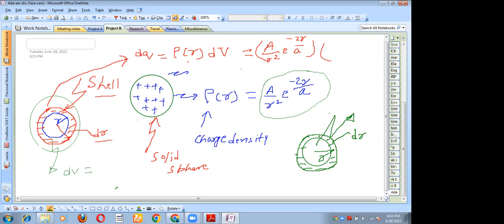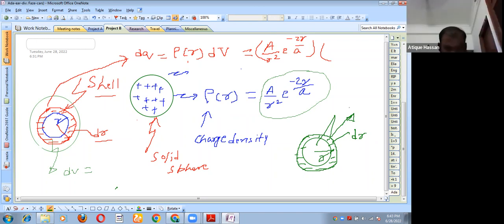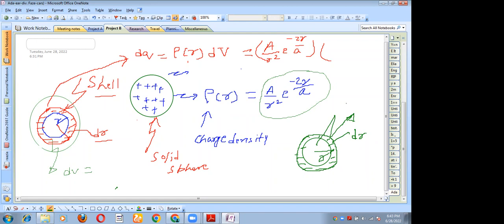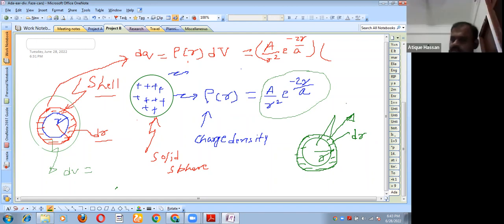4 by 3 pi r square. That is, you misunderstood. I think that is the volume, 4 by 3 pi r cube. That is the volume. But I am asking the surface area. There can be two things associated with a sphere, right? One can be volume and one can be area.